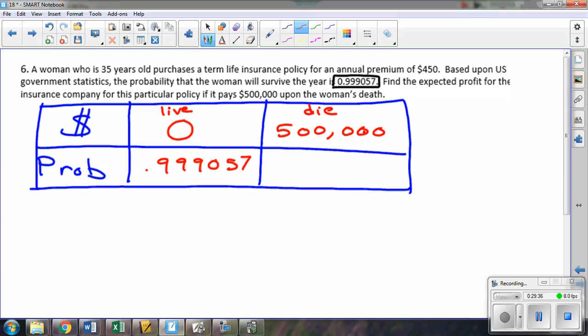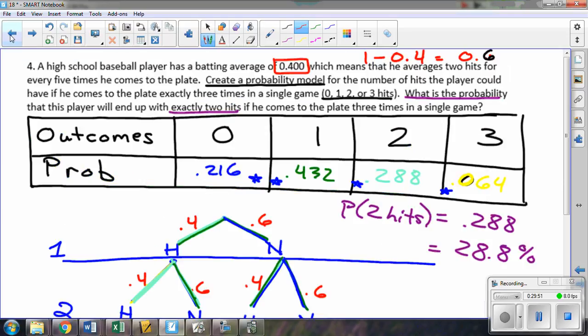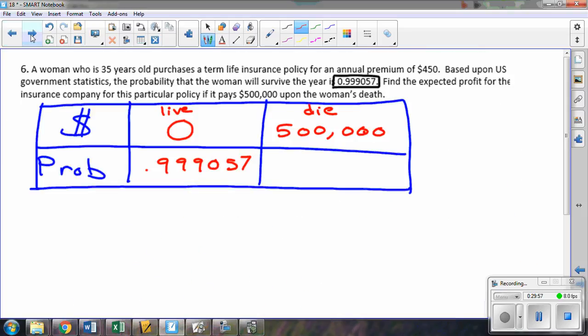Now we also have to calculate what is the probability that she will die. We're not told that directly. But like we did with the baseball player, how we can subtract off the probability to get the probability of its complement, we will do the same thing here. If we take 1 minus the probability, we will get the probability of everything else. And in this instance, that's 0.000943. And we have now successfully created a probability model.